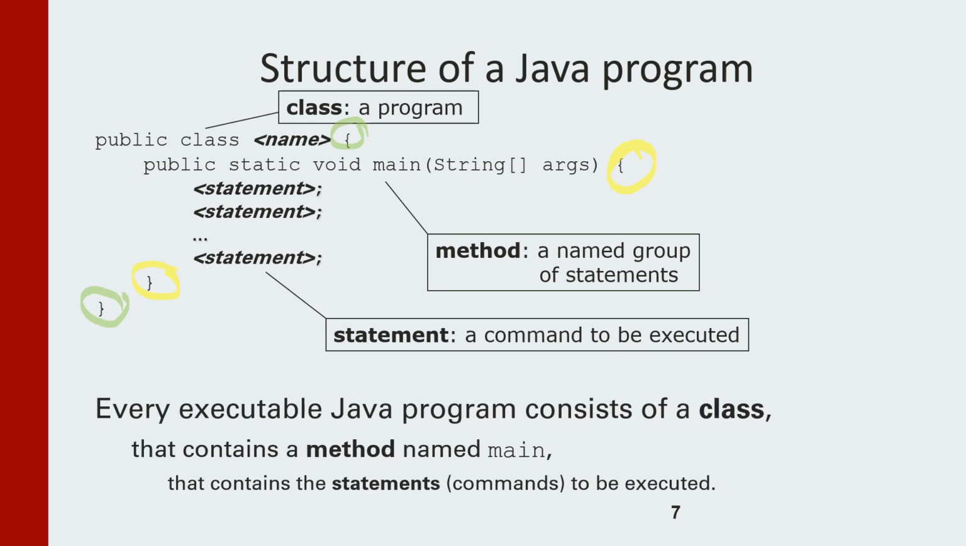Every executable Java program consists of a class that contains a method named main that contains the statements to be executed. You can have more than one class, you can have more than one method, but we'll talk about that later on.